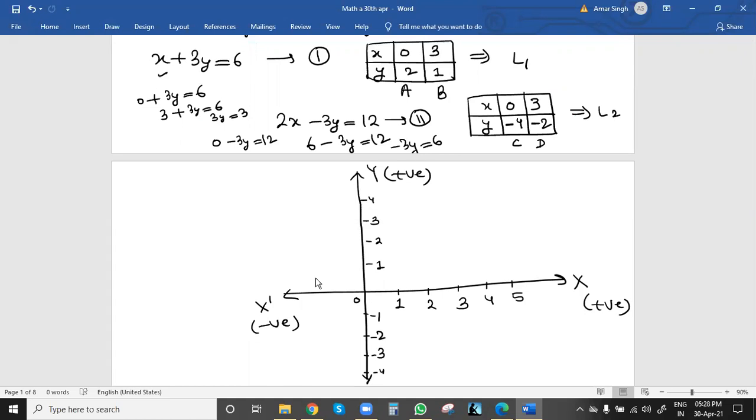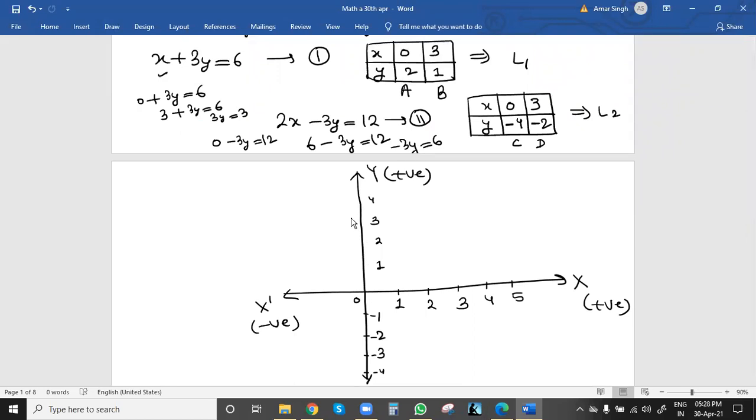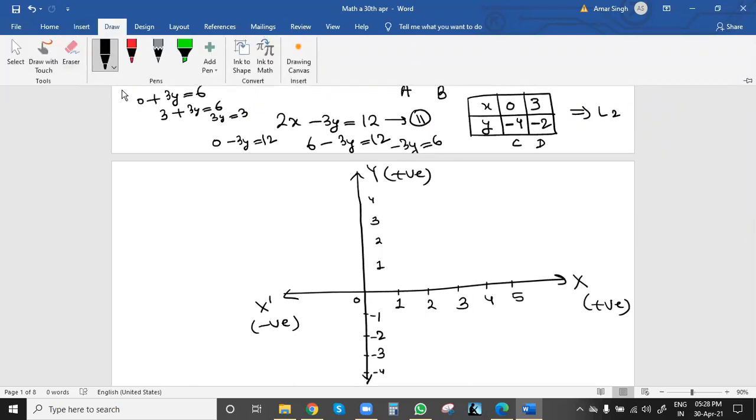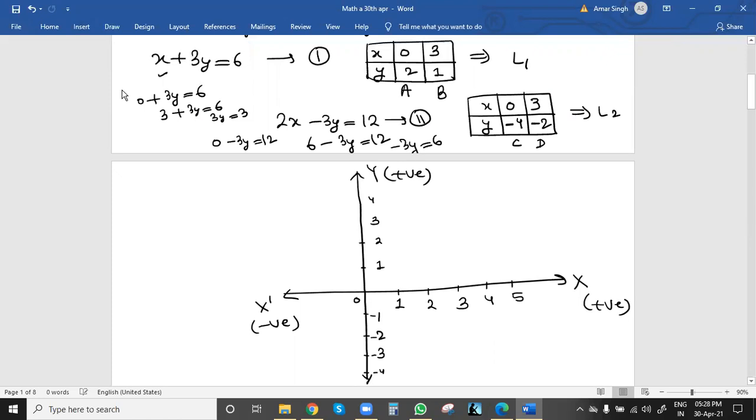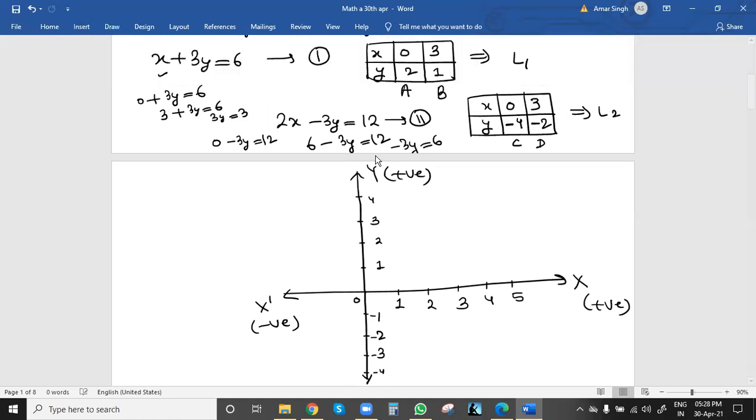Now, this is plus 4, plus 3, plus 2, plus 1. So 1, 2, 3, 4. First point is 0, 2. So 0, 2 will be x 0, y 2. So x 0 means at y-axis, 0, 2. So this is point A. We plotted this point 0, 2. x is 0 means at y-axis, at a distance of 2 units.